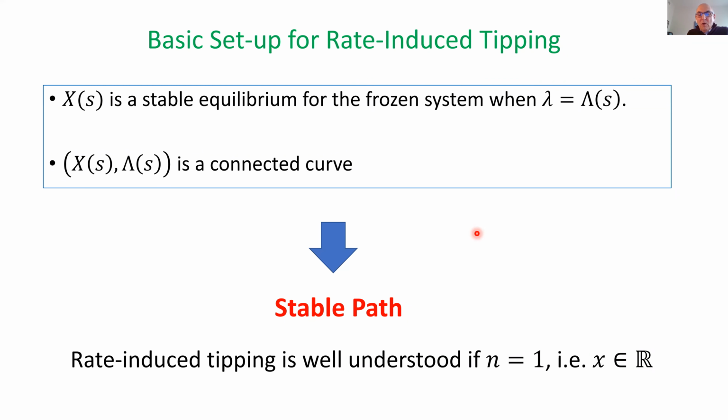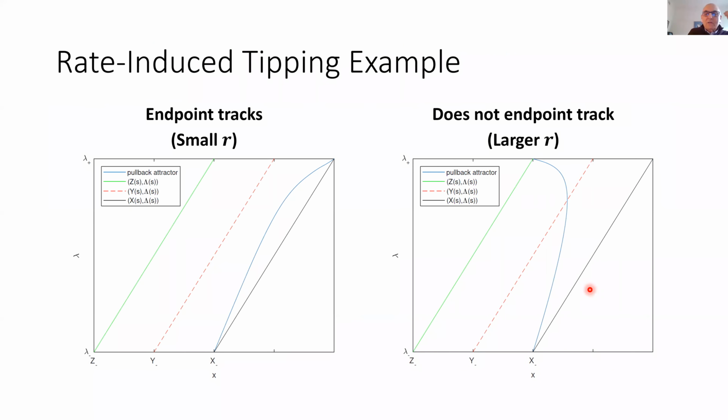So it turns out this is well understood if n is equal to 1, so x is in the reals. And here's a picture of that. This picture is worth spending a little time on because this is the core of it to understand what's going on. So this is my phase space, the horizontal axis here, and this is my parameter changing, lambda.